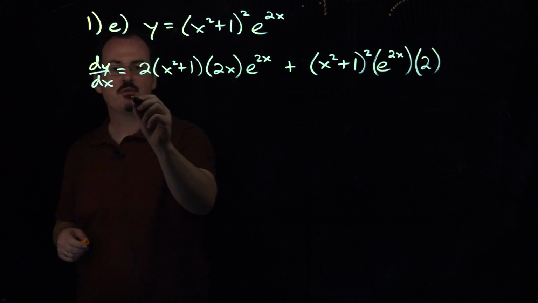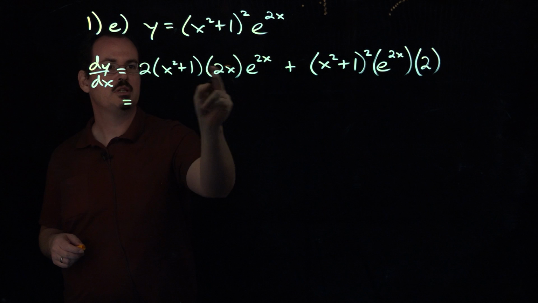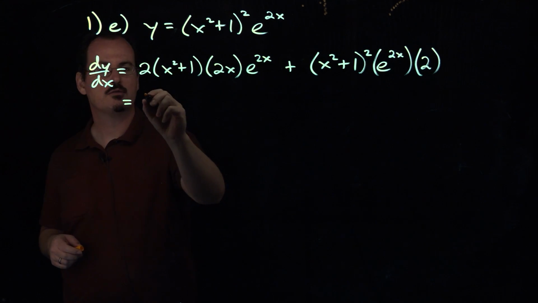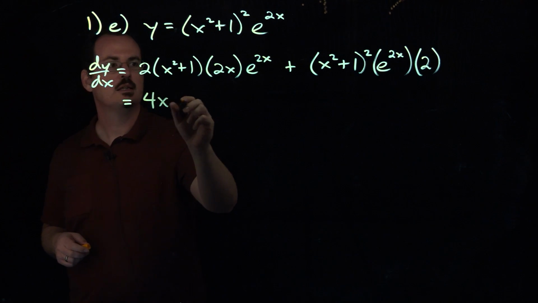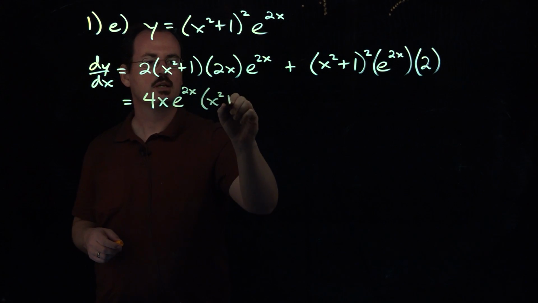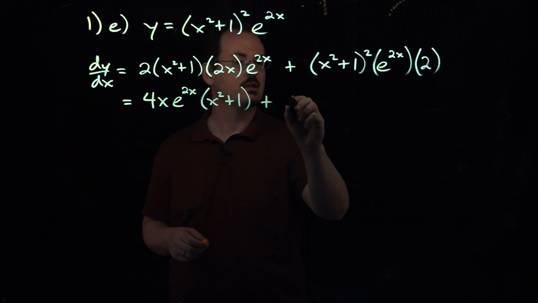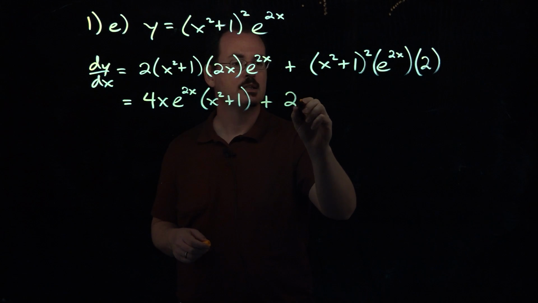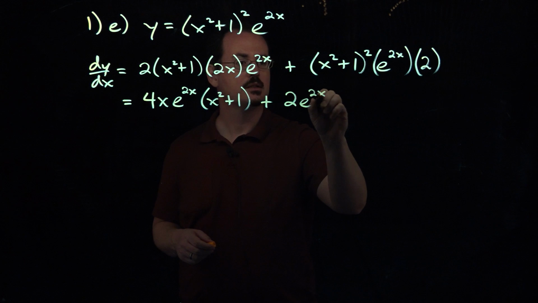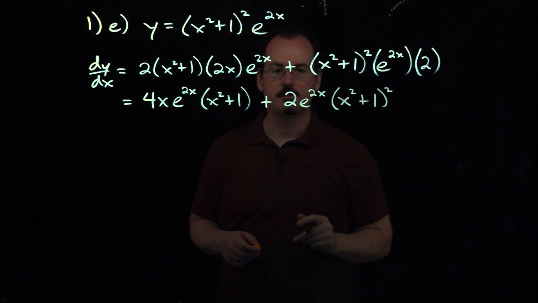So we can simplify this a little bit. We'll combine the 2 and the 2 here. We get 4. We'll put the x and the e to the 2x in front. So we get 4x e to the 2x times x squared plus 1. And then here we'll put that 2 in front as well, and the e to the x, e to the 2x. So 2e to the 2x times x squared plus 1 squared.